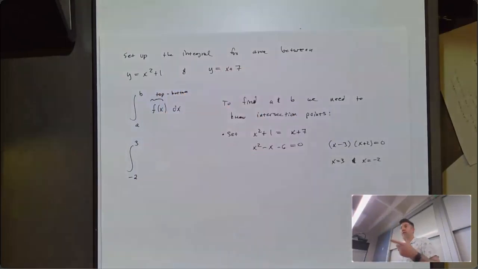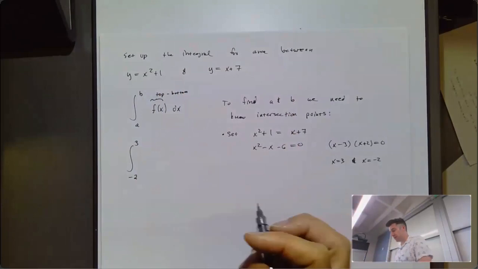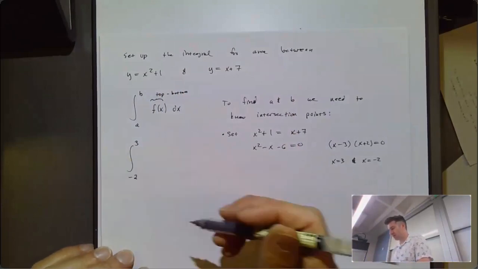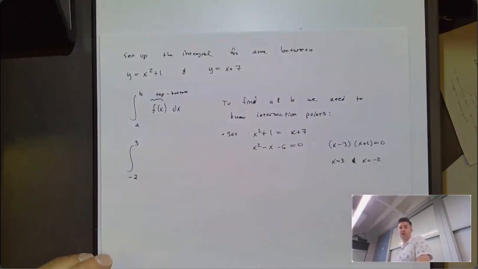Or if you're doing left and right, it should be the right minus the left. So top minus bottom, all right. How do I figure out which function is on top without drawing them? You pick a point between negative 2 and 3, or between whatever your intersection points are.